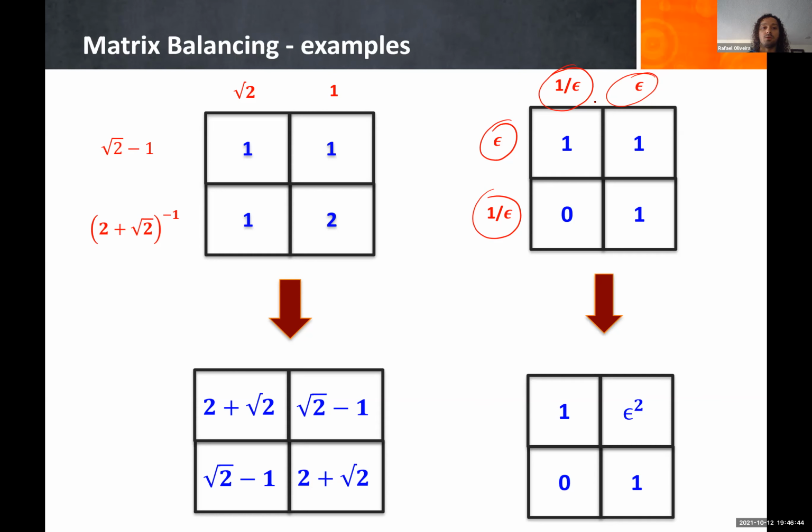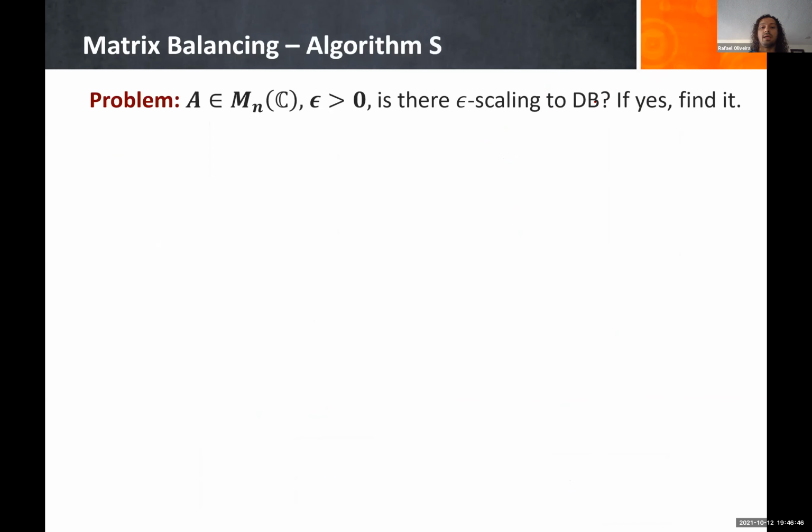Okay. So then Ankit posed the problem of matrix scaling. And remember, the matrix scaling was about L1 norms, but we need to talk about L2 norms.